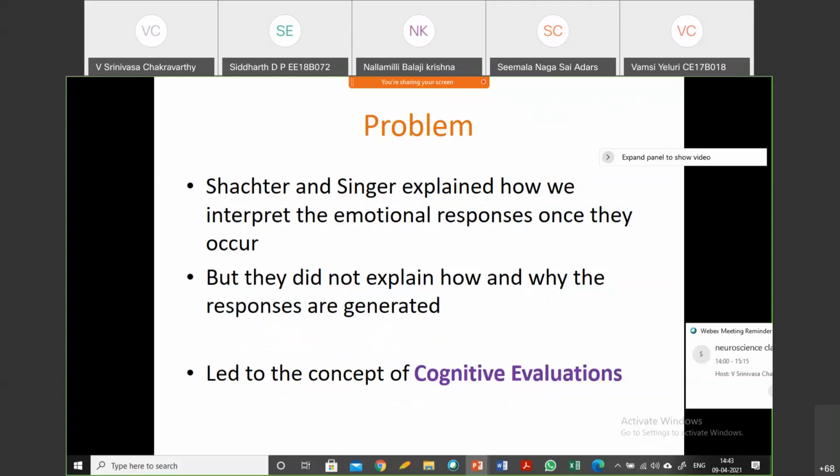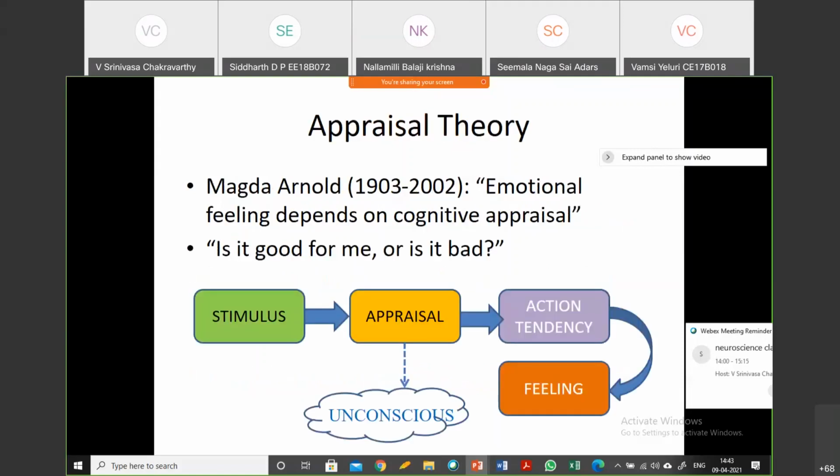Okay, so that's an interesting observation, but how exactly do people combine this cognitive aspect along with the bodily feedback and come up with the precise, specific emotion? That has led to the theory of cognitive evaluations. One of the theories of that kind was proposed by Magda Arnold. It's called the appraisal theory.